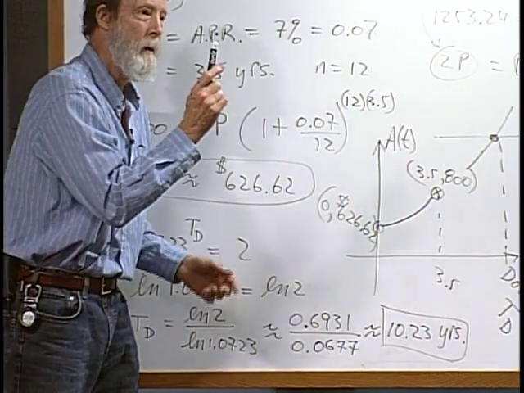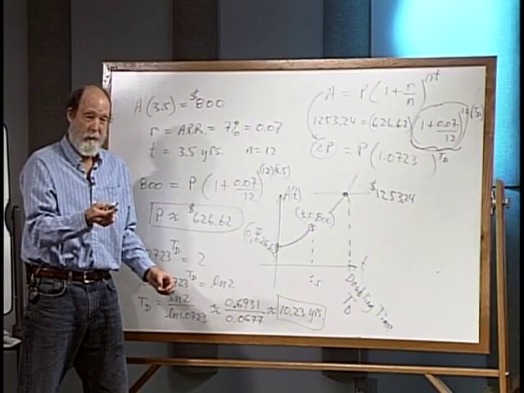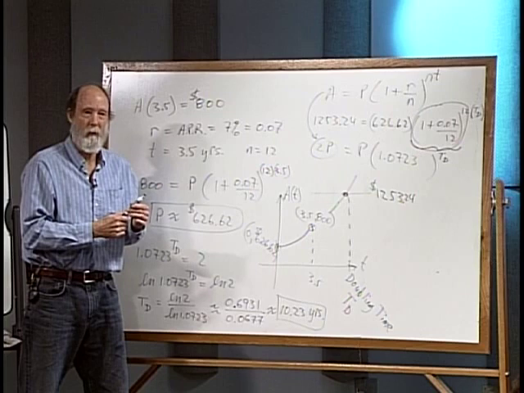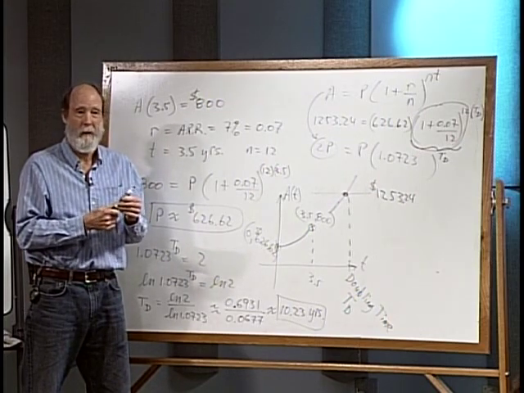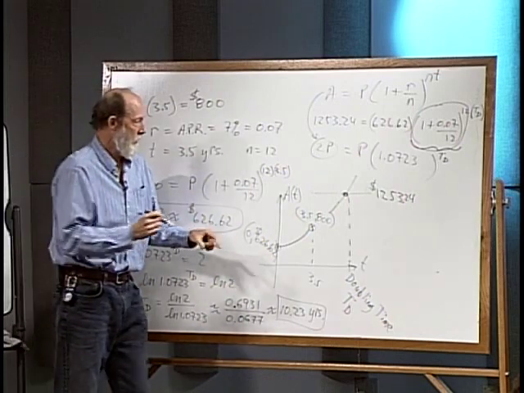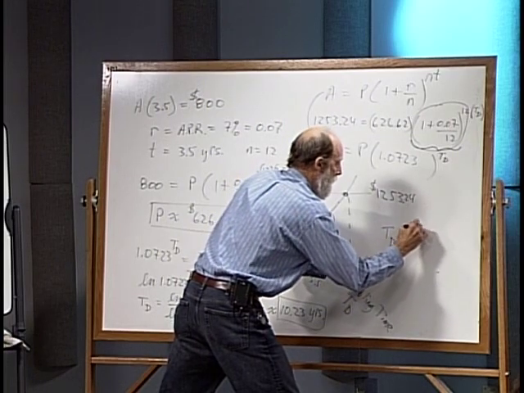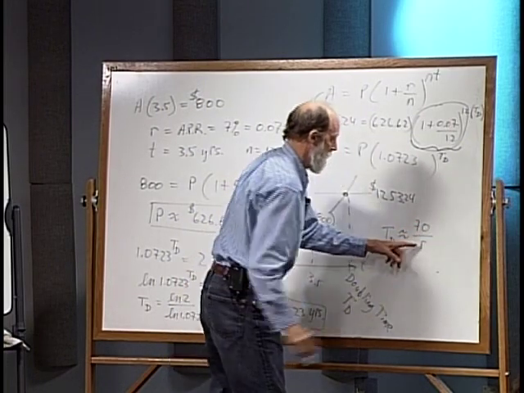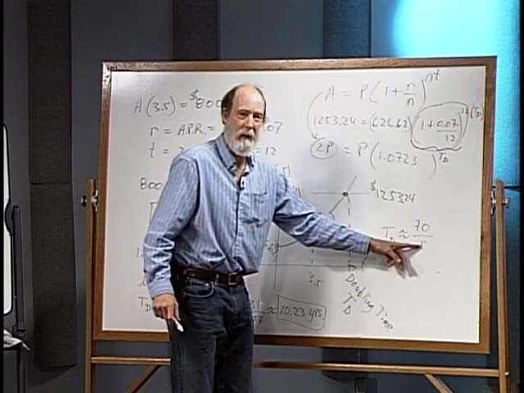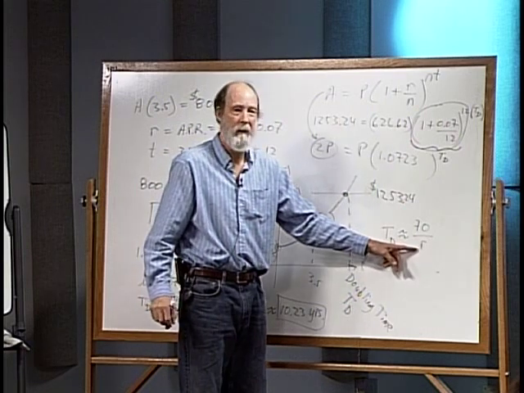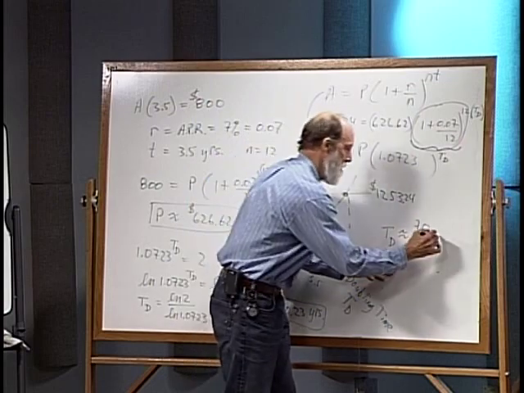Now, I mentioned something a couple weeks ago in class when we first started talking about logarithms called the rule of 70 that real estate people and investment folks use all the time. It's a rough estimate for doubling time, and it is 70 divided by the annual percentage rate. Think about it. If you took this investment at 7%, and you take 70 divided by 7, you get 10.